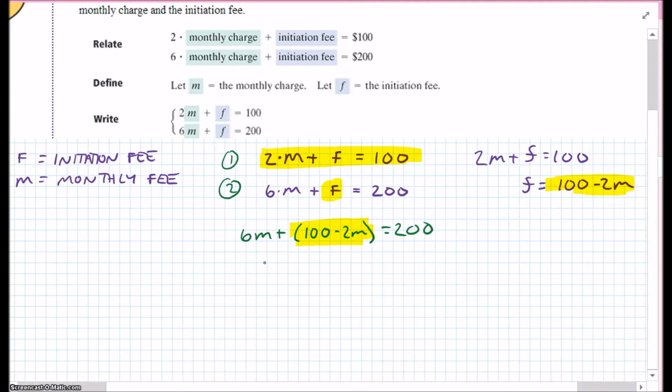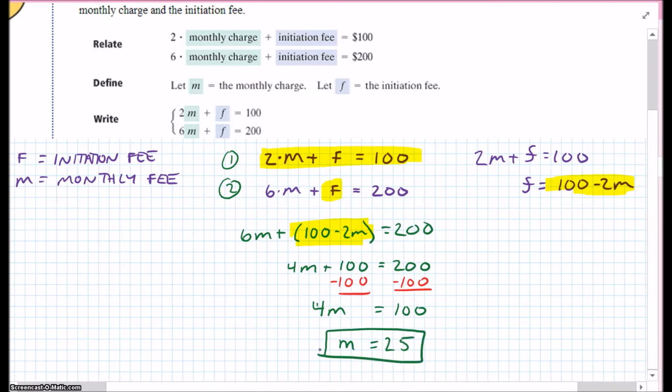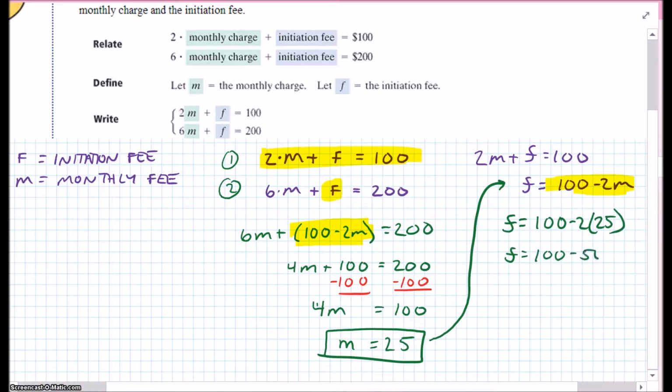So combine like terms, so 6m minus 2m is going to be 4m plus 100 equals 200. We're going to subtract 100 from each side. So we get 4m equals 100. Divide each side by 4, so m is going to equal 25. So m equals 25, we can plug this in right here. So f equals 100 minus 2 times our monthly fee, which is 25. So our initiation fee is 100 minus 50. So our initiation fee is $50. Our monthly fee is 25.